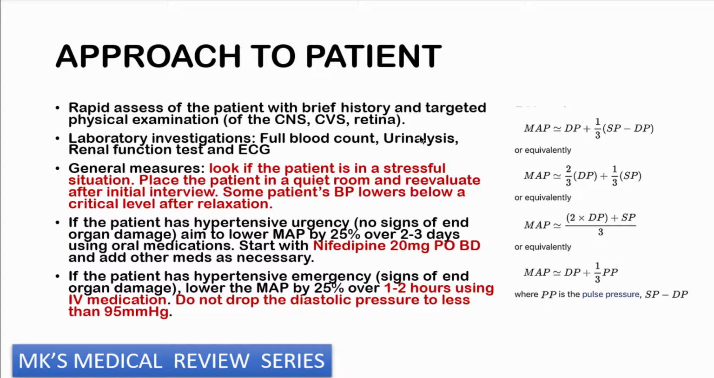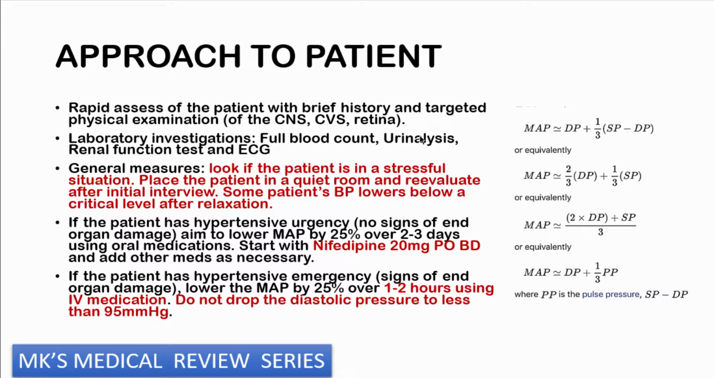Then, if the patient has a hypertensive urgency, which means there are no features of end organ damage, you can aim to lower the mean arterial pressure by 25% over 2 to 3 days. So you lower the BP over days. A good way to lower the BP is giving nifedipine 20 milligrams orally twice a day. You may add other medication if necessary.